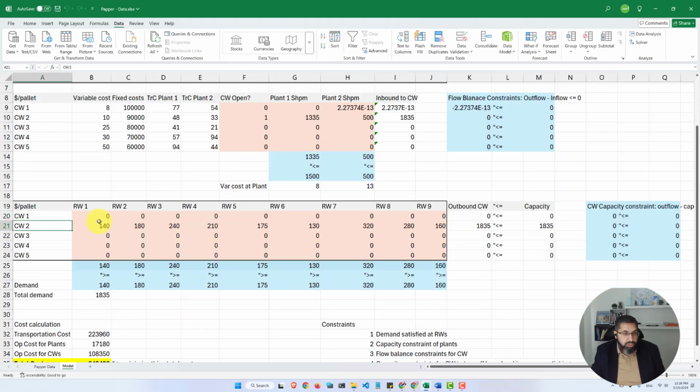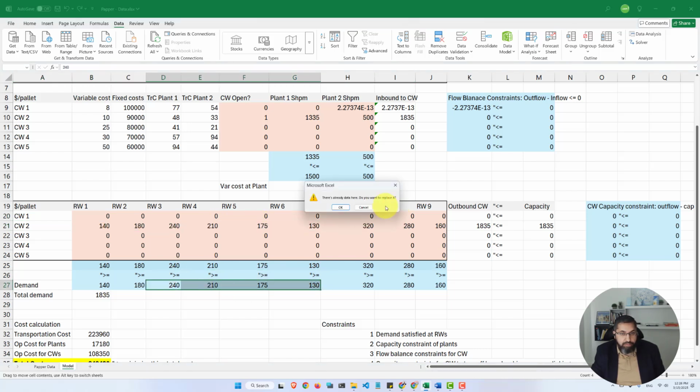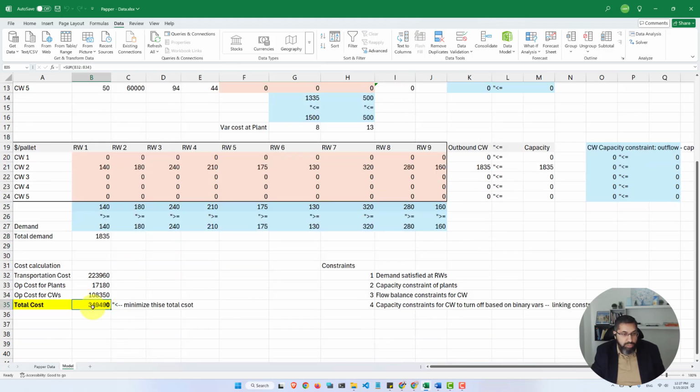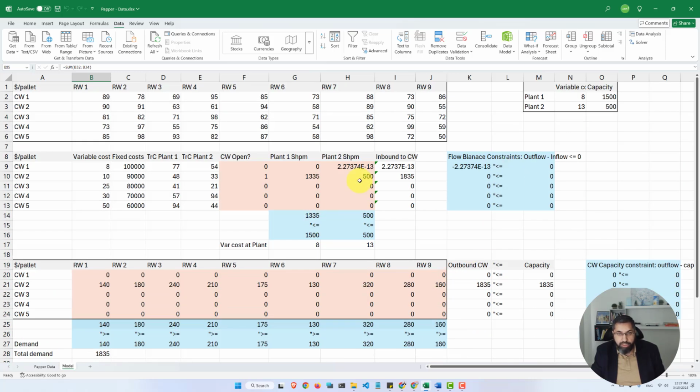And then from central warehouse 2, these are the shipments you make to meet the demand. Nope, I don't want to change anything here. No, I don't want to replace it. Okay. And then my total cost is $349,490. And you can see that all the constraints are being met.